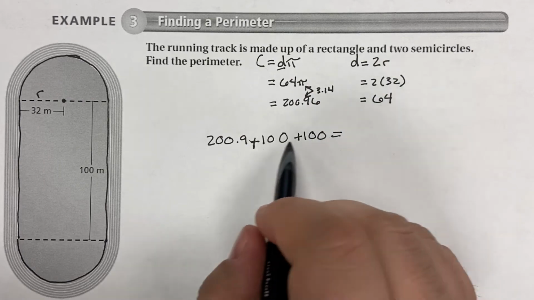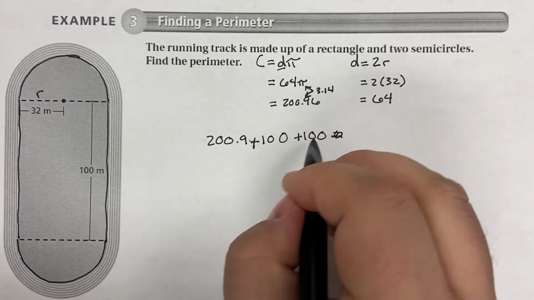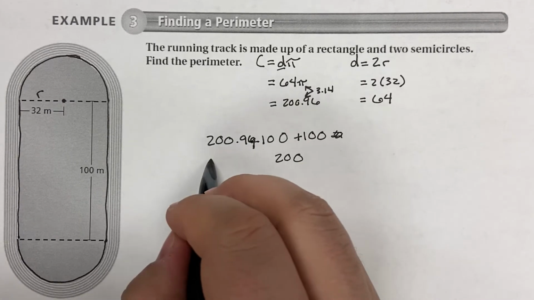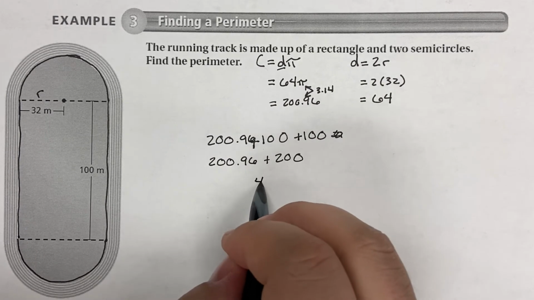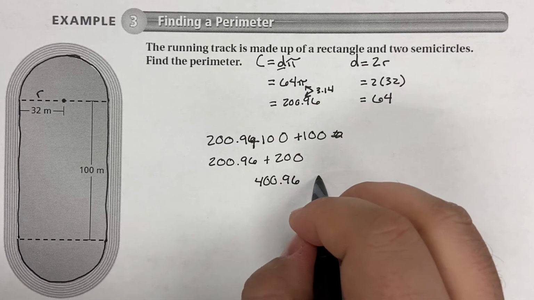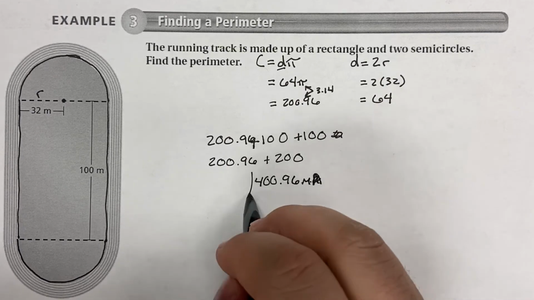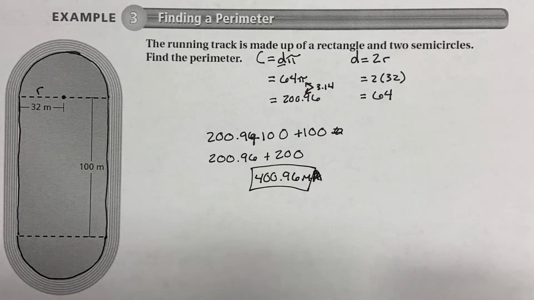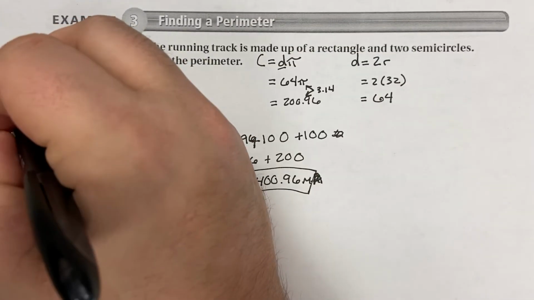So this is going to be equal to, let's just write it vertically down instead of horizontally. So 100 plus 100 is 200. Sorry, this was 96. And then 200.96 plus, well, 200 plus 200 is 400, and then the 0.96. So I have a total perimeter of 400.96 meters.